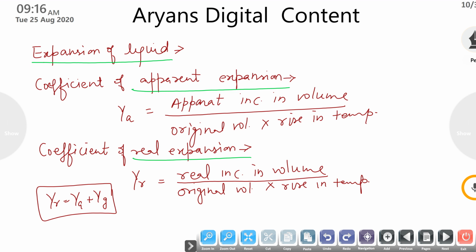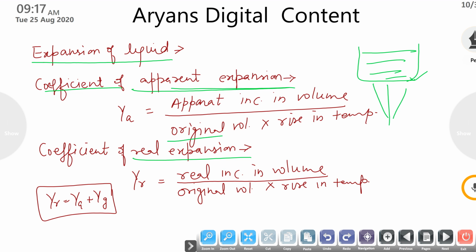Now, what is apparent and real? For a liquid there must always be a container. So, if we heat it up, then the container size will also increase and the liquid size will also increase. So, apparent means what we can observe and real means what is actually happening. So, the coefficient of apparent expansion, gamma A, is equal to the apparent increase in volume per unit original volume and rise in temperature.